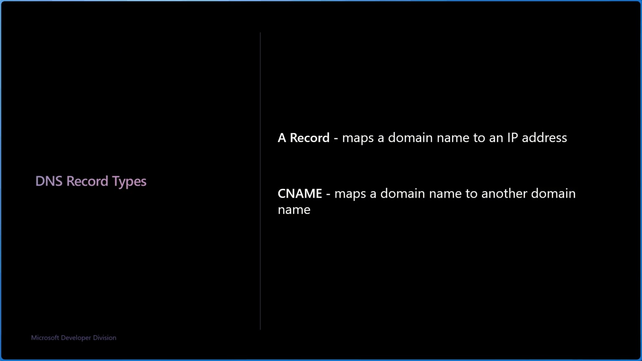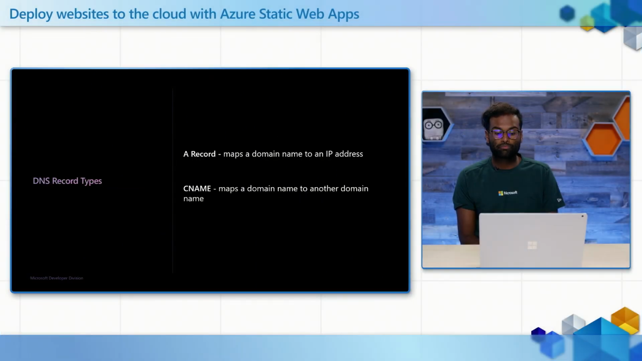A CNAME record is a DNS record that maps a domain name to another domain name. For example, if you want to point www.yourdomain.com to yourdomain.com, you would create a CNAME record for www.yourdomain.com with the value yourdomain.com. A CNAME record allows you to use the same IP address for multiple subdomains without having to update each one individually.